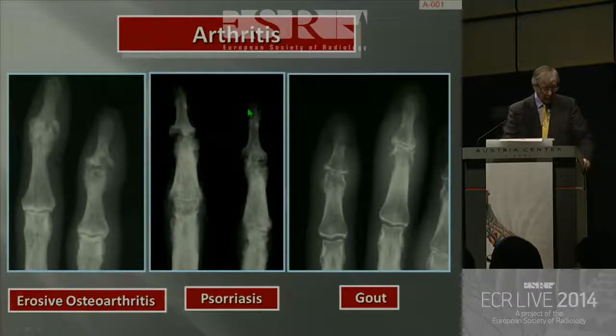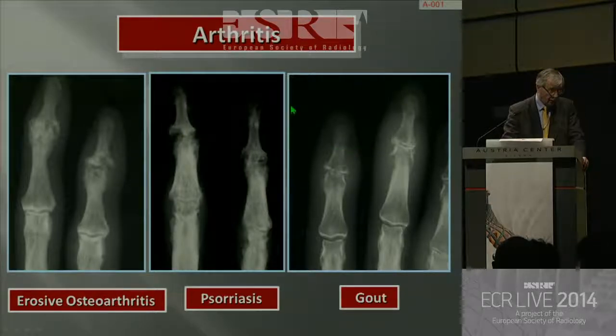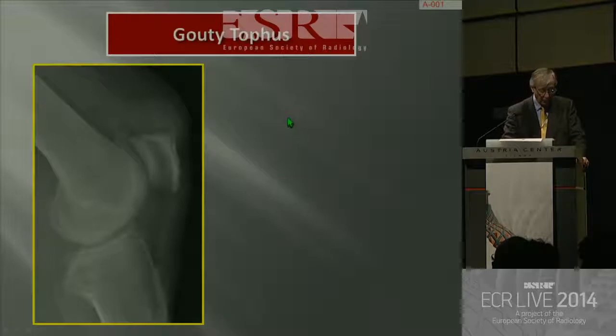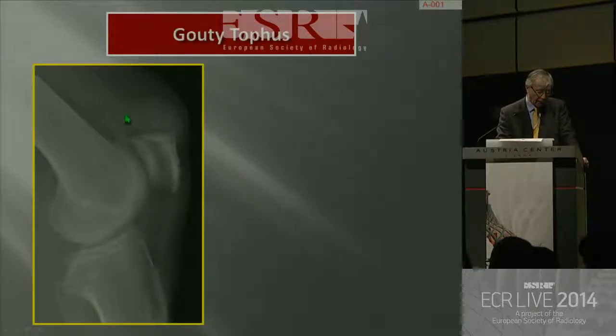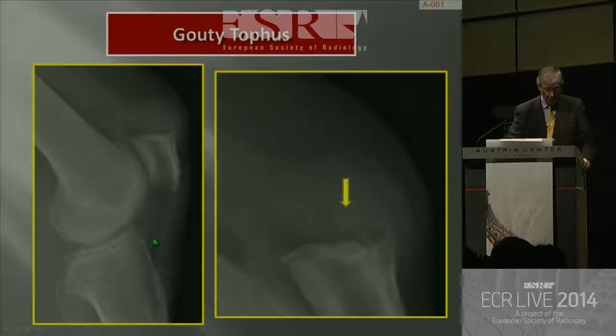The other arthritides, erosive osteoarthritis, the classical picture of the distal osteoarthritic changes with sclerosis and Heberden's nodes, the pencil and cup deformity of psoriasis, and the soft tissue swelling and overhanging of the bone of gout. These are sort of classical pictures which you can make a diagnosis from the plain films. Gouty tophi may appear in rather odd places. Here's one in the knee, but you can see the overhanging appearance of the patella, and there is in here, difficult to see, I'm afraid, but there is in here some calcification, which is not uncommon in gouty tophi.